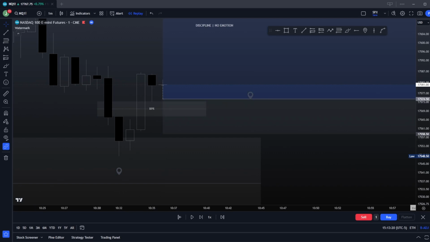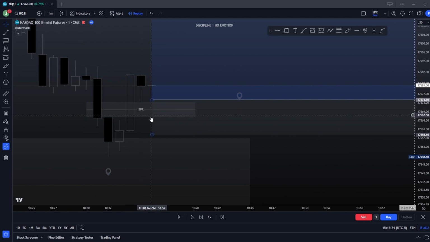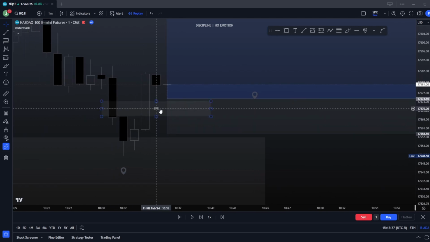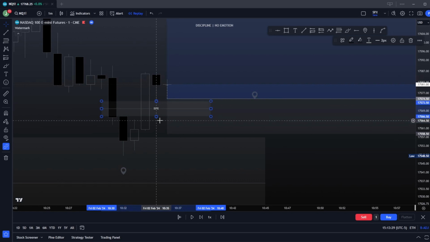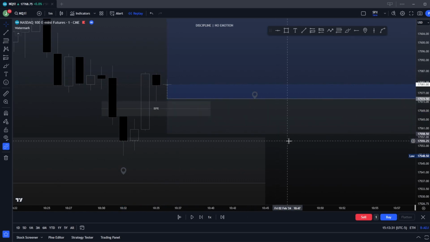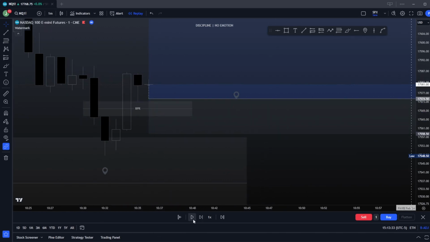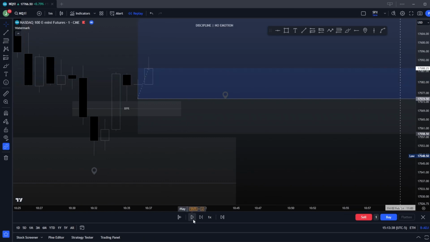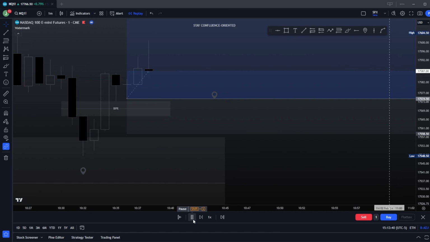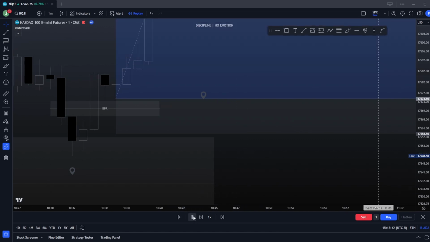Where do you put your stop? Let me get to that. I'll get to that, don't worry. So I saw this candle push down right away after it opened, so I entered. We pushed up.